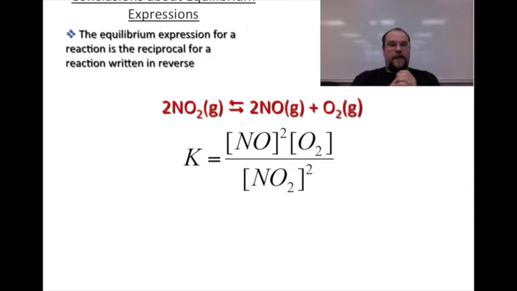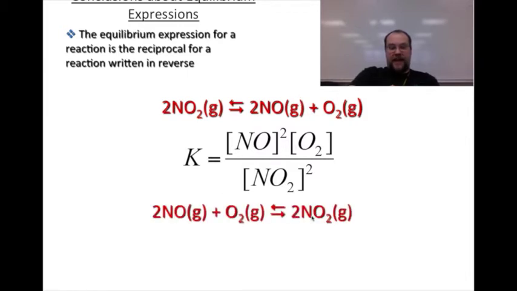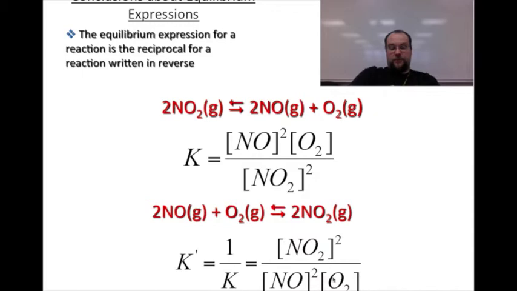Okay. Now, turns out that let's say I were to flip this reaction. So this is one way to write the reaction, but I could flip it. Let's say I have the reverse. Well, if I flip it, then I'm going to have the reciprocal, right? I right now have product over reactant, but if I flip my reaction around, now I'll have reactant over product, and I ended up just flipping my K value, right?